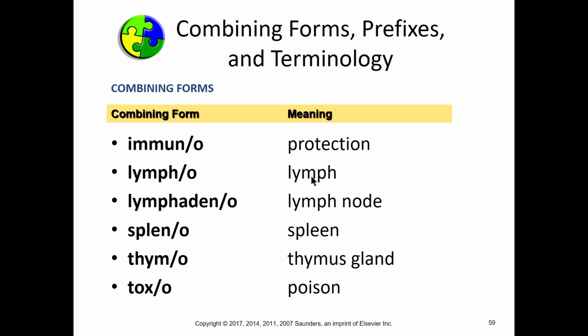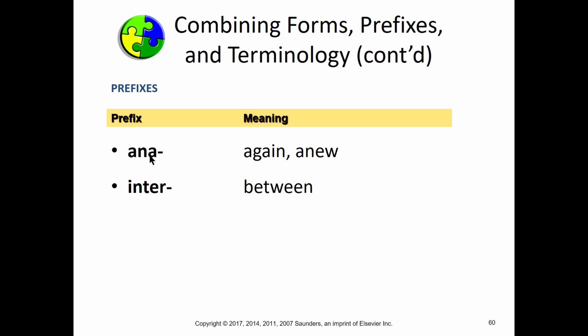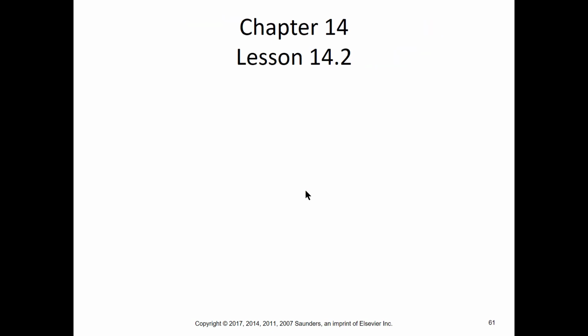Alright, now we move on to the combining forms, prefixes, and terminology. Immuno is protection, like immunology. Lympho, like lymphocytes. Lymphadenopathy means a disease of the lymph node. Spleno is the spleen. Thymo is the thymus gland. Toxo is a poison. The prefix ana means again or anew. Interstitial fluid is between the cells.